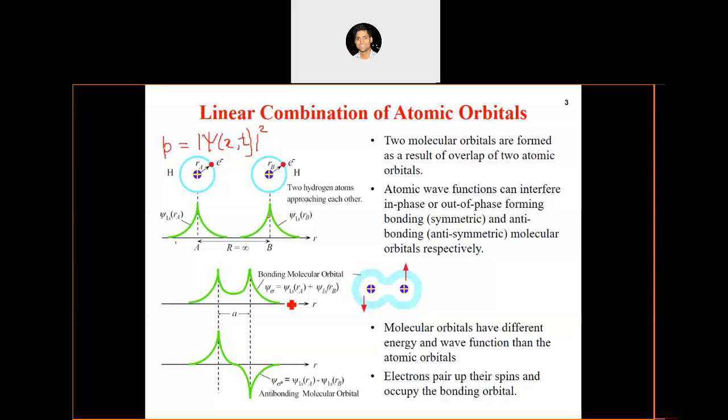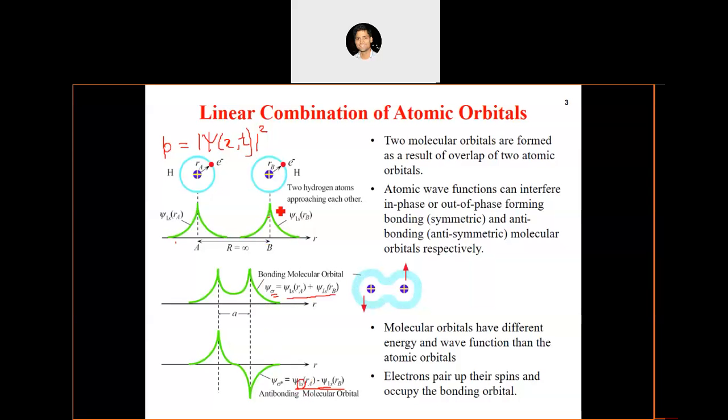They can either interfere in phase, which means their wave functions will add to each other, right? So that means they are interfering in a constructive manner. If they are out of phase, then the resulting wave function will be the difference of these two wave functions, psi 1s(A) minus psi 1s(B), right? Why this, what is this 1s? Because we are discussing the hydrogen atom, right? The hydrogen will have only one electron, which will be in the 1s orbital, right?